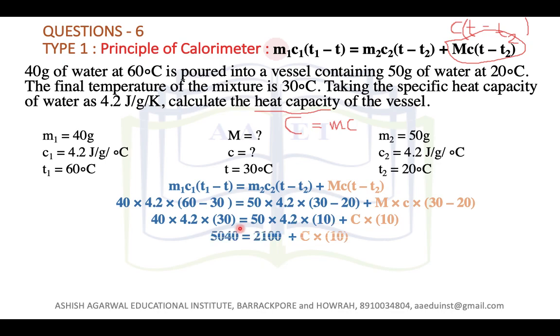Now it's a mere calculation. The left hand side becomes 5040. Right hand side, the first term is 2100 and the second term is 10 multiplied by C. So the C value will be (5040 minus 2100) upon 10, and this will give us 294. Now you have to understand the unit. What we saw at the very start of the first video, the unit of heat capacity: we don't have a mass term, so the answer is joule per kelvin. If it were specific heat capacity it would be joule per gram per kelvin, but it is heat capacity, we don't have a mass term, so the answer is in joule per kelvin.